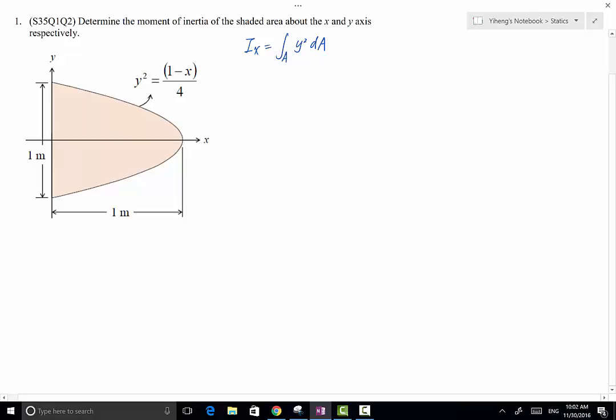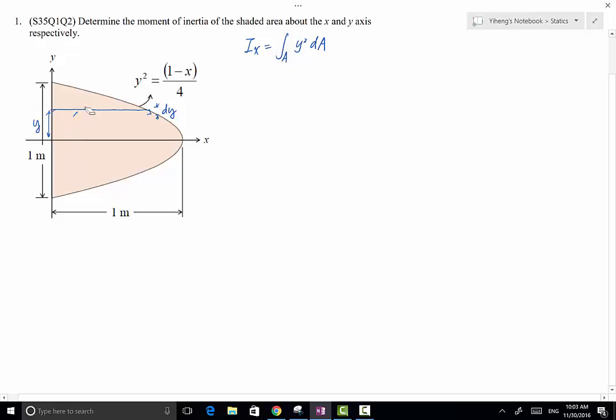In this case, we are going to choose our differential element to be a horizontal strip at an arbitrary location y. So this location right here is y. Therefore, this differential element has the width of x and height of dy. The reason why we choose this differential element is because even though it is made up by numerous particles, or numerous little pixels, I guess, for every particle, the perpendicular distance to the x-axis is the same.